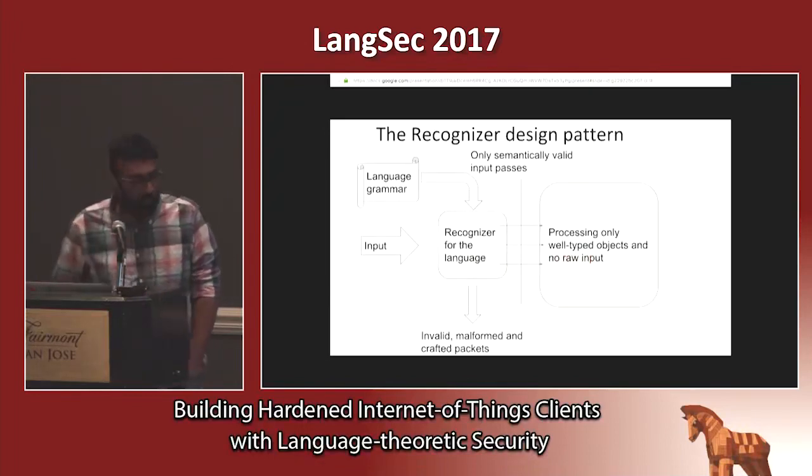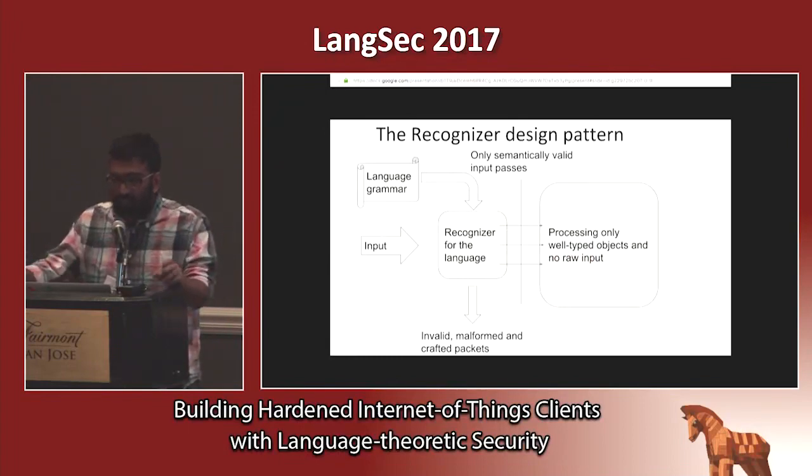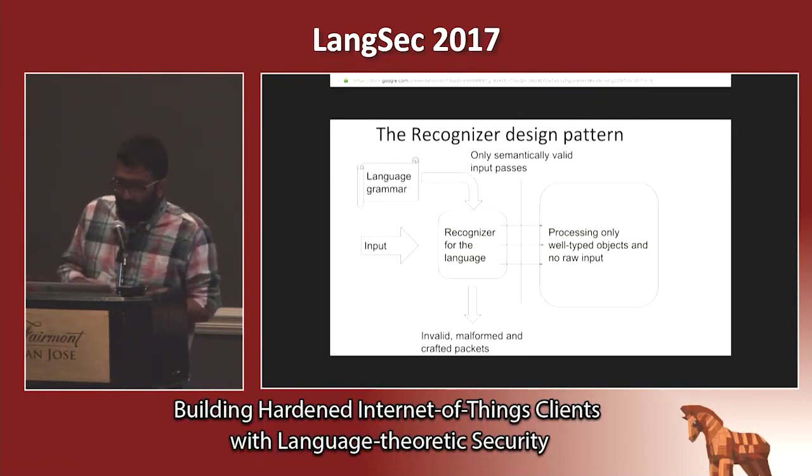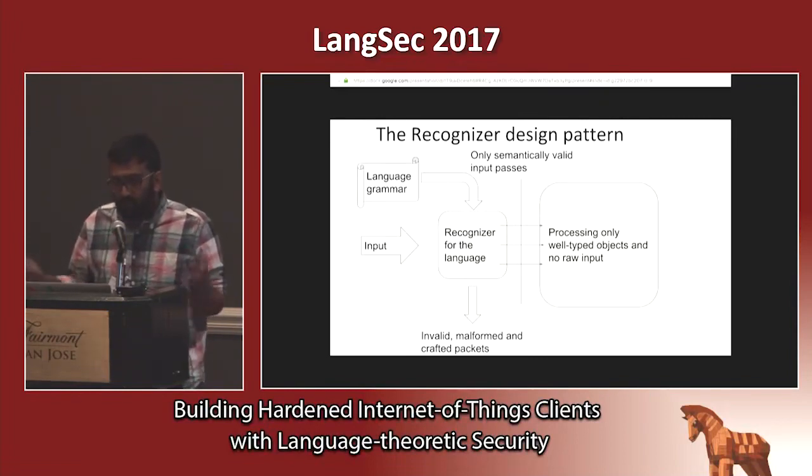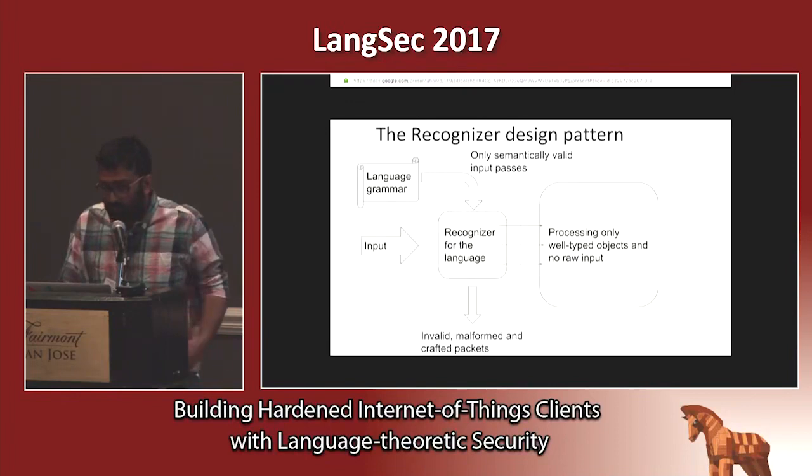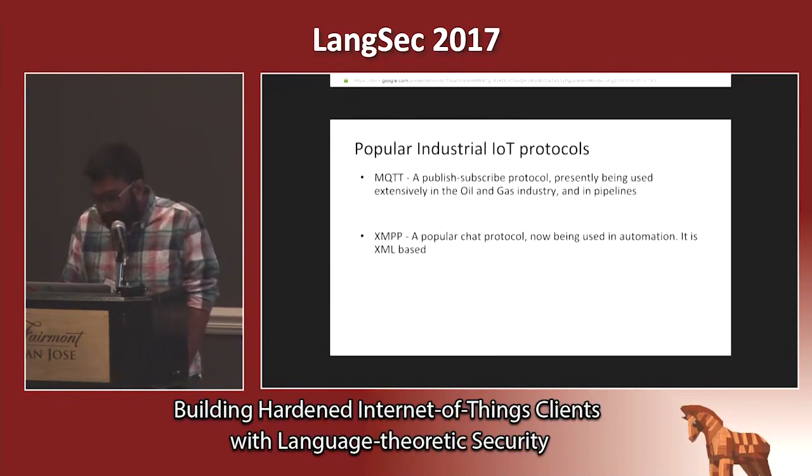So the recognizer design pattern is the design pattern where we actually take the grammar of the language and then build a recognizer for the language, which rejects all the messages that do not conform to our language, and then process and accept only objects that are well typed, and no raw input actually.